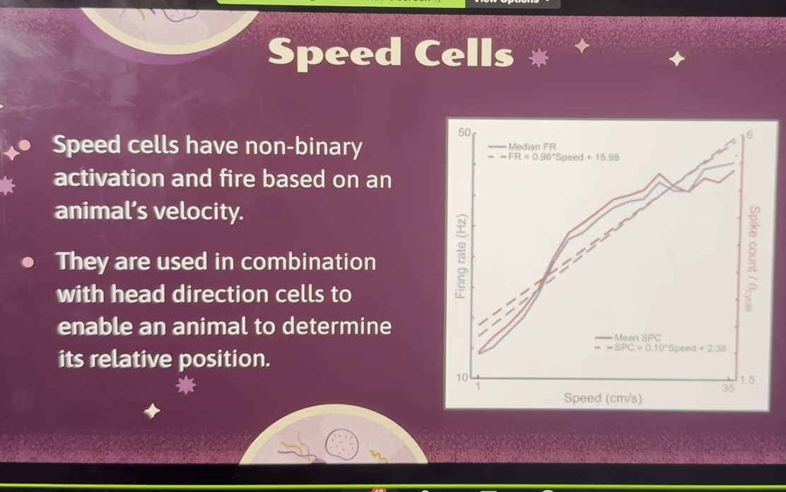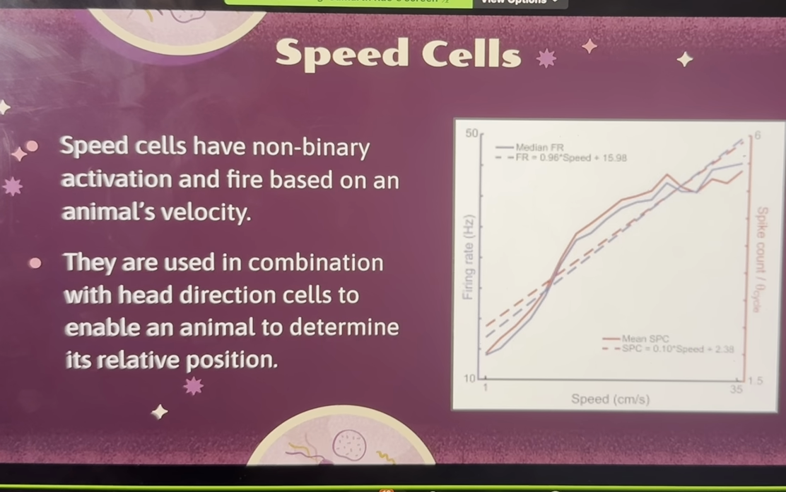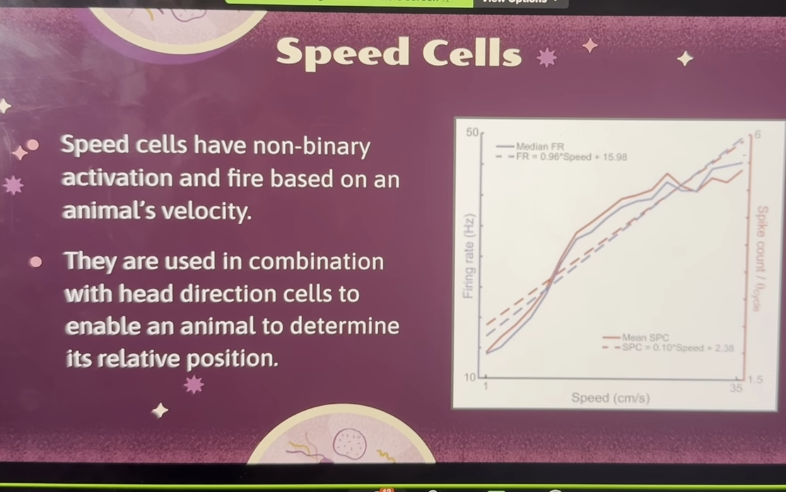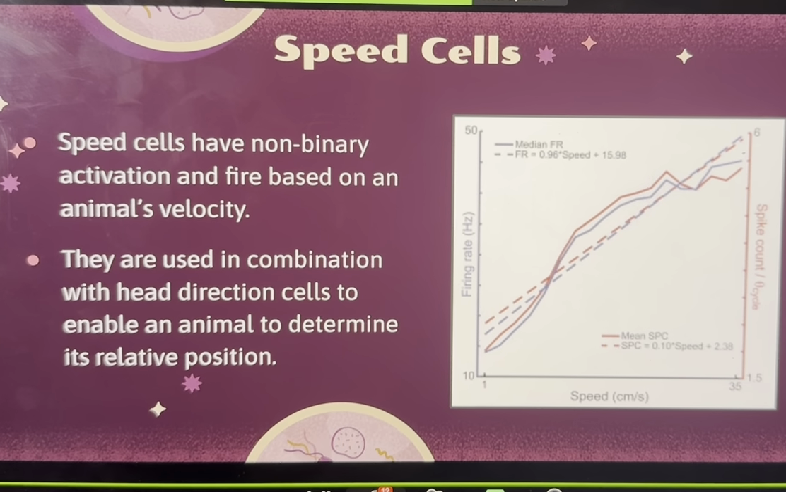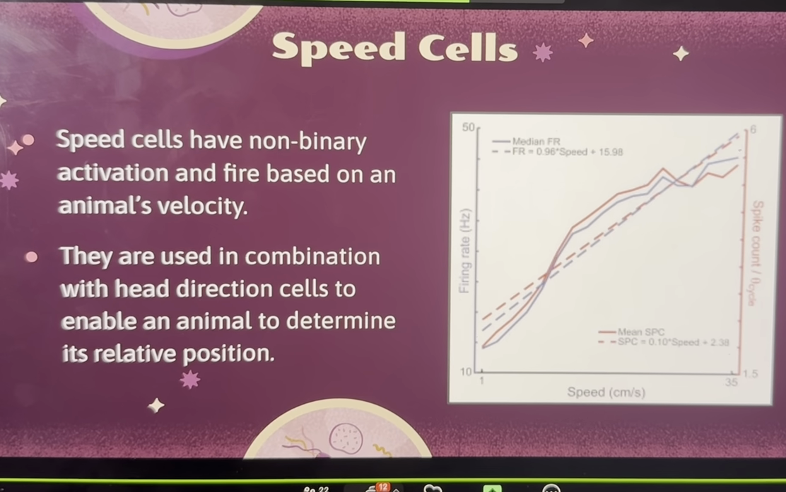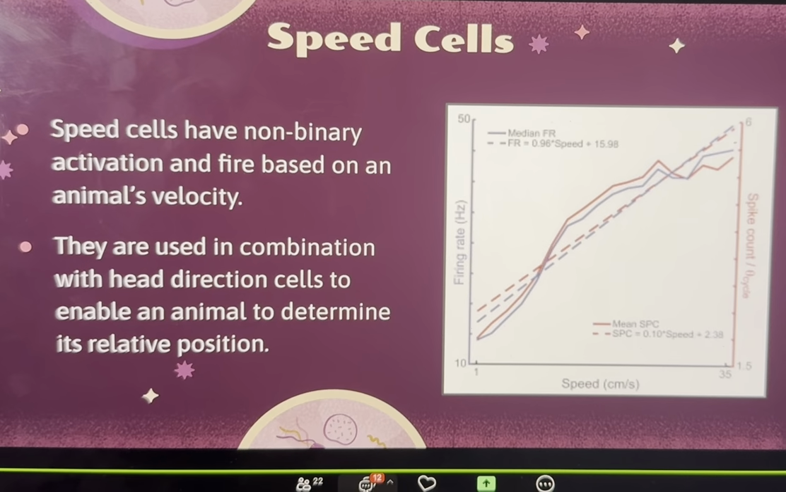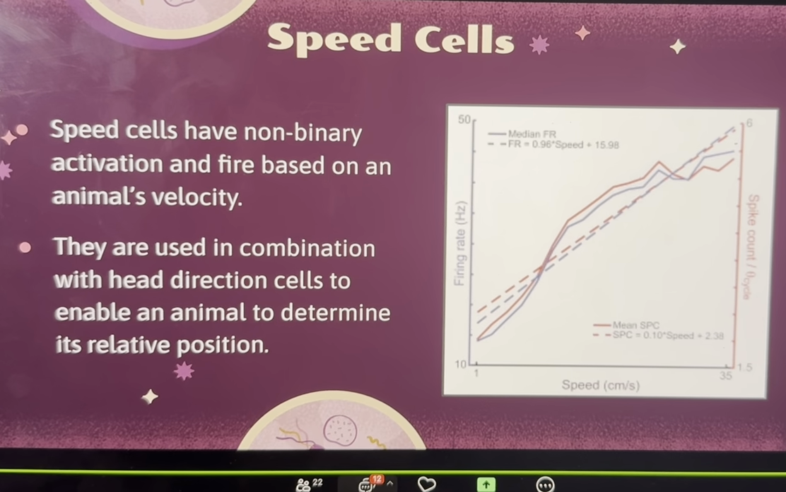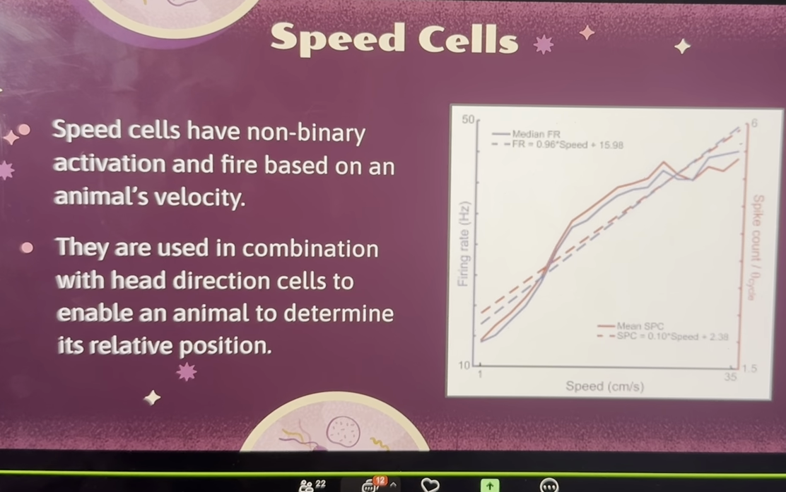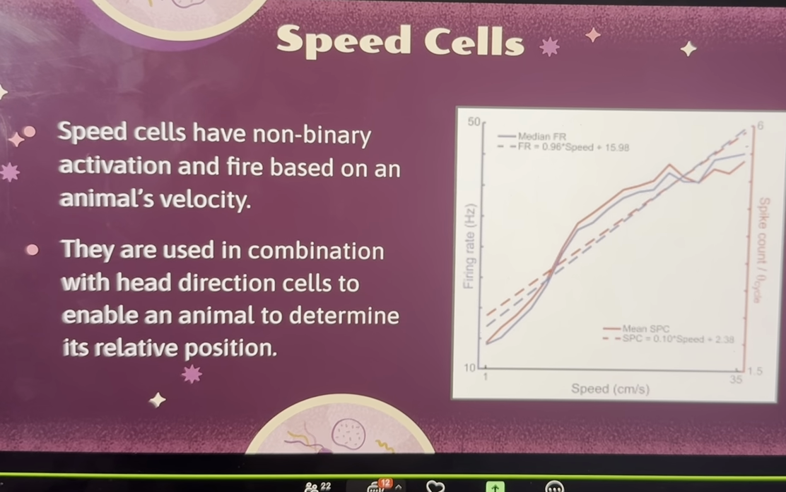Speed cells have non-binary activation. So they don't just fire and not fire, they fire at a certain level. The level of activation basically represents the animal's velocity. Speed cells are used in combination with head direction cells, and this allows an animal to determine its relative position if it knows its start location, speed, and head direction.